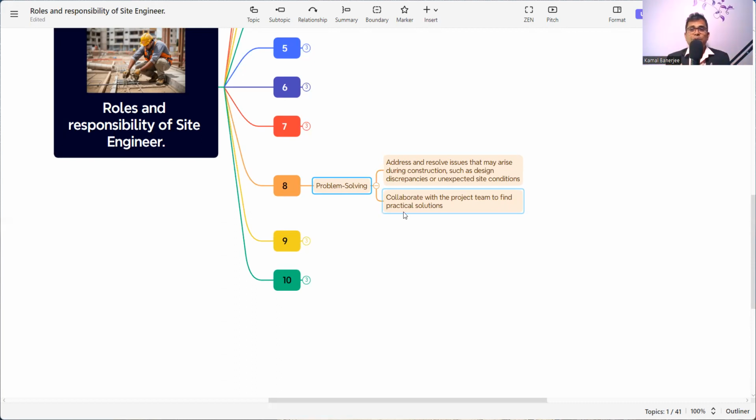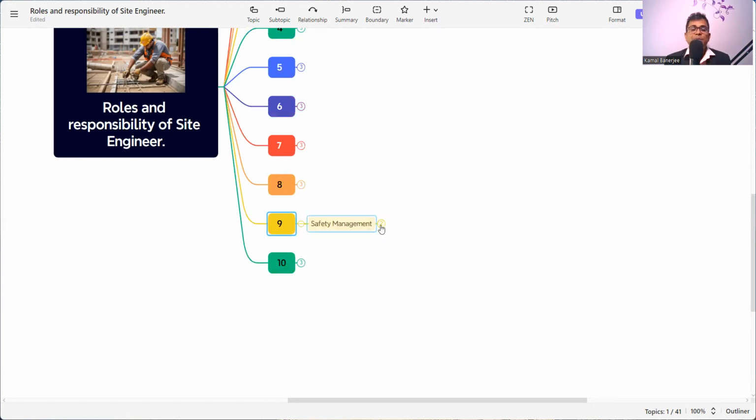After a problem comes, you cannot simply say it is not my duty, or I will not solve the problem, the project manager will solve it and then I will work. This is not a proactive approach. It is a reactive approach, and with this reactive approach you will not benefit. You will not get promoted or get a salary hike. So you need to be very proactive and find the solution along with the concerned team. So problem-solving skill is very much essential for a site engineer.